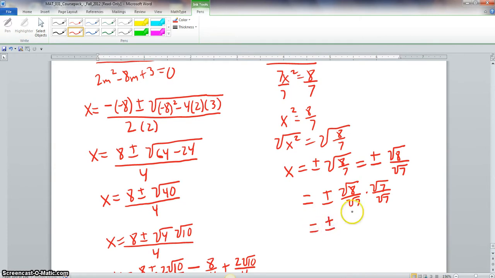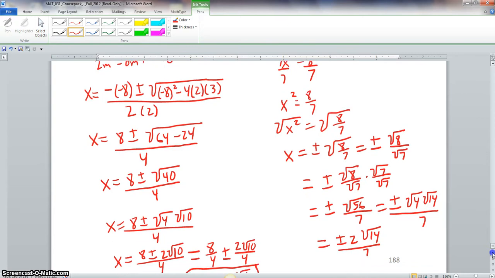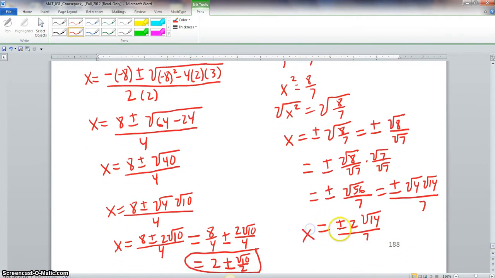Now this will give us plus or minus the square root of 56 all over 7. And we know the highest perfect square in 56 is 4. So this will give us plus or minus the square root of 4 times the square root of 14 all over 7. The square root of 4 we know is 2. So our final answer here is x is equal to plus or minus 2 square root of 14 over 7.